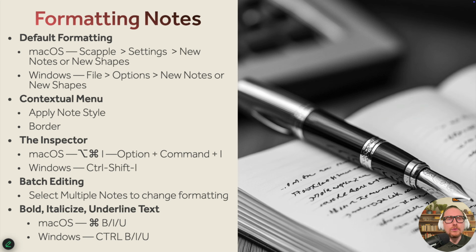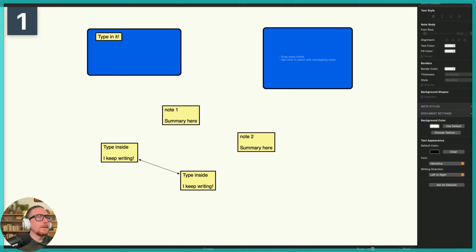Let's see what it takes to format our notes. We're going to talk about the default formatting. How can I set up that default formatting so it creates the new note or the new shape in the way I like it every time? We can look at the contextual menu, the inspector, how to batch edit, and then how to use those quick and easy shortcuts. Here we go.